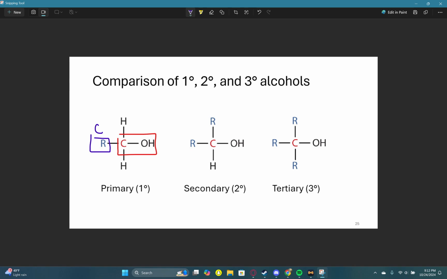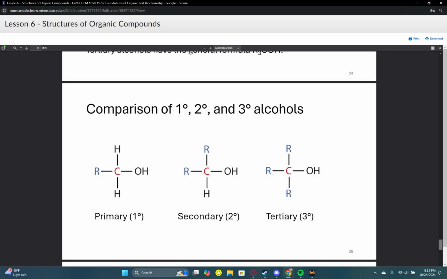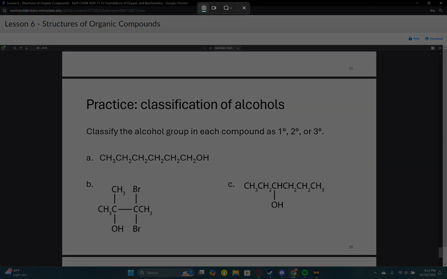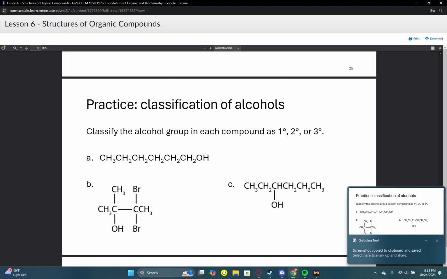And in the secondary group, we can see that there are two R's, 1, 2, so this will probably be another carbon group, and the alcohol group is right here. And then in the tertiary group, I see the alcohol group, and there are 3 R's, so it must be bonded to 3 other carbons. And that is how you tell primary, secondary, and tertiary alcohol groups, okay? We will also be getting more practice on this other slide right here. Classification of alcohols, okay.